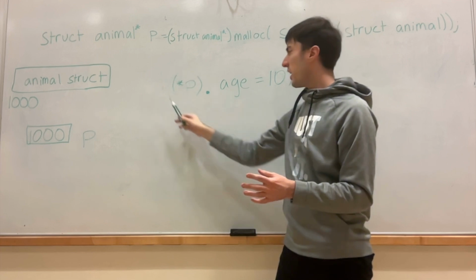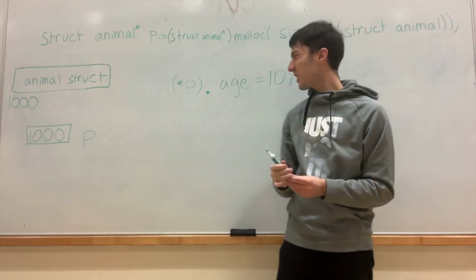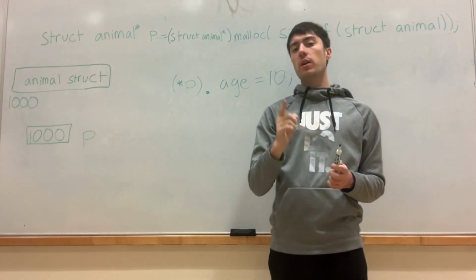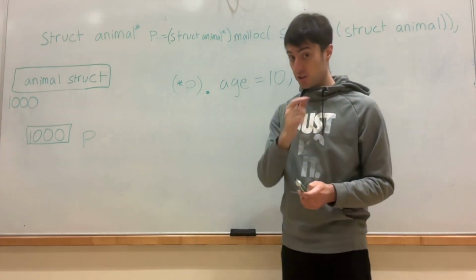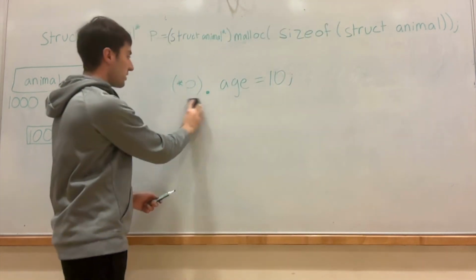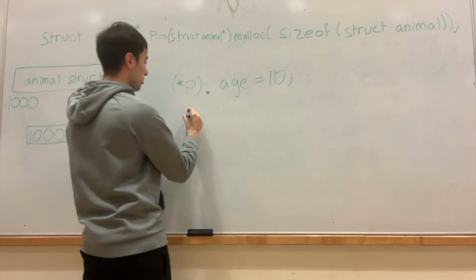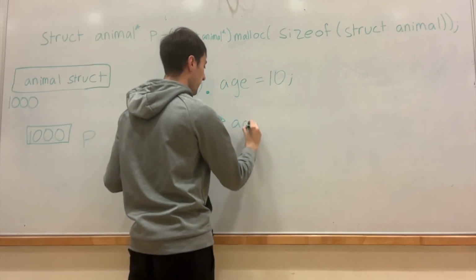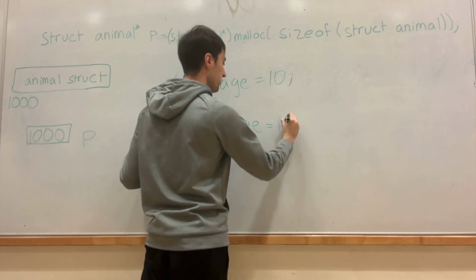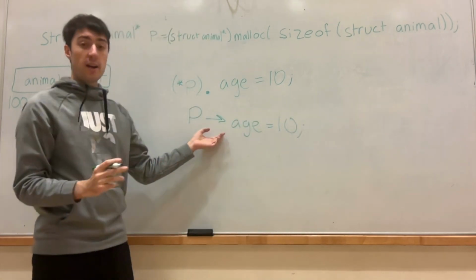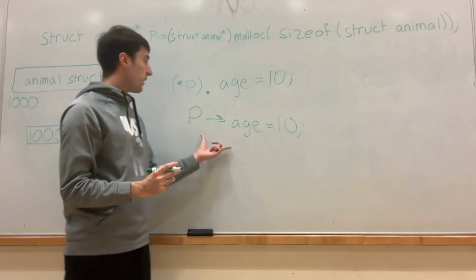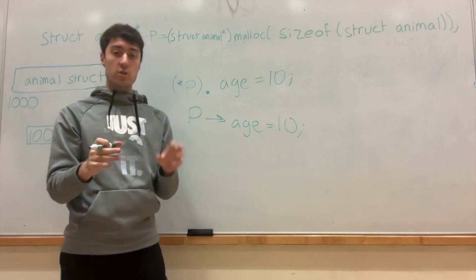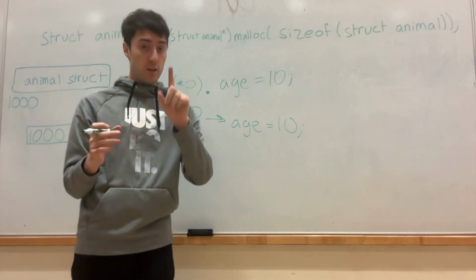So, this notation is a little bit cumbersome, right? Because there's multiple things going on. And that's where the arrow operator actually comes into play. So instead of this, I can actually just go P arrow age equals 10. And that's what the arrow operator is for. These two statements are identical. The arrow operator just means do two things at the same time.